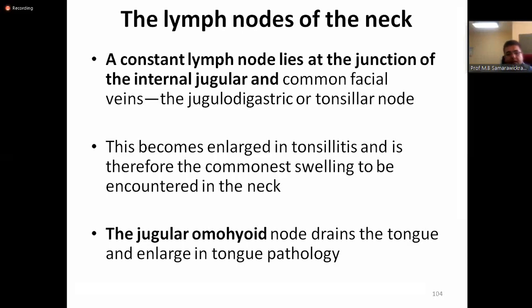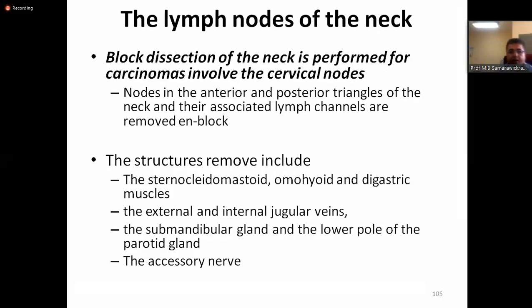So when there is a malignancy of the tongue, the jugular omohyoid node will enlarge. So what is block dissection of the neck? That is performed for carcinoma involving the cervical nodes. Block dissection means you remove the lymph nodes and surrounding structures as a block, in one block together. So these are the structures that are removed with the lymph nodes and lymphatics: the sternomastoid muscle, omohyoid and digastric muscle, the external and internal jugular veins, the submandibular gland and the lower pole of the parotid, the accessory nerve.